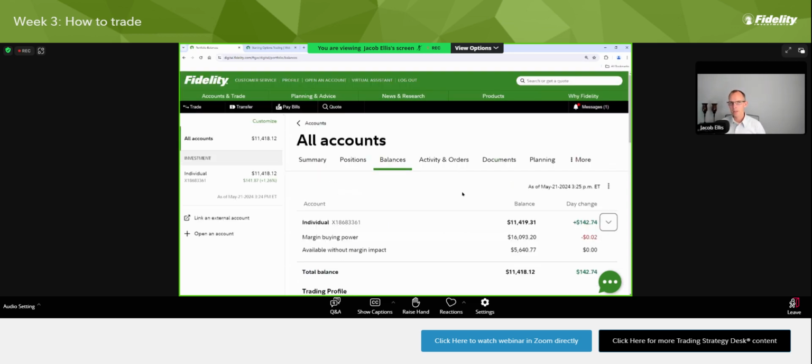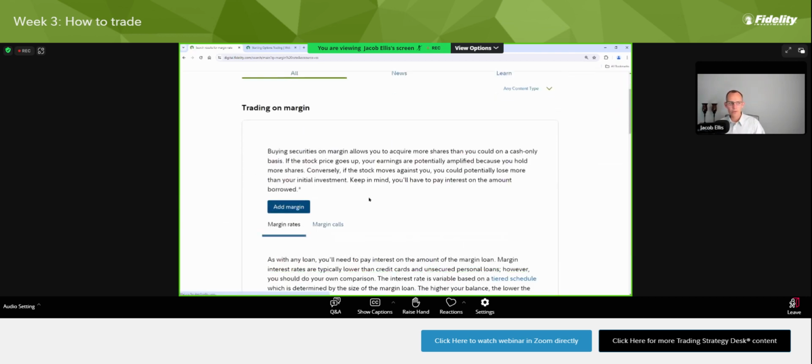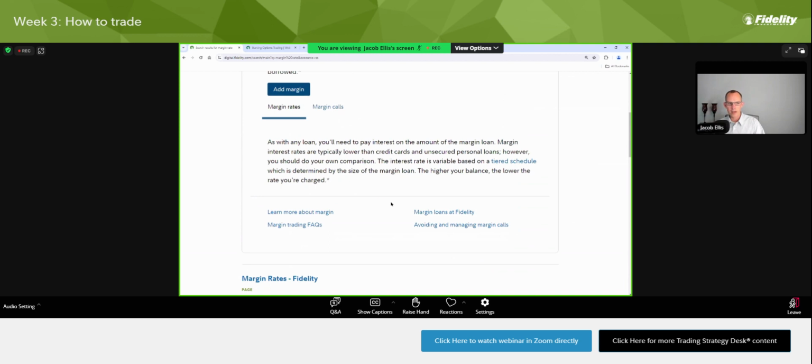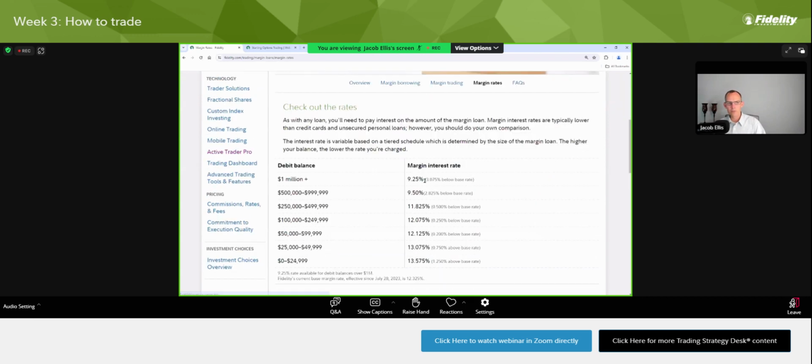We often get asked in this class, what are the rates for margin? If you go ahead and type margin rate up here in the top, we'll find the current interest rates for them. They are a variable rate. That means they change over time. If we go ahead and click in, I think it's under this first page here, we'll find the current rates starting at the lowest at 9%.